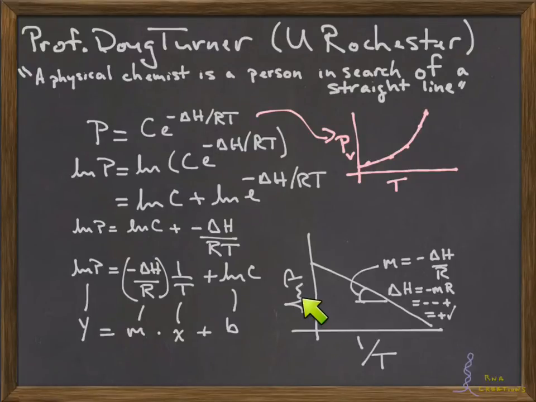We would see it in, for example, a Van't Hoff plot, which is for equilibrium constants. We'll talk about that later. You'll see it in the Arrhenius equation, which is for rate constants.